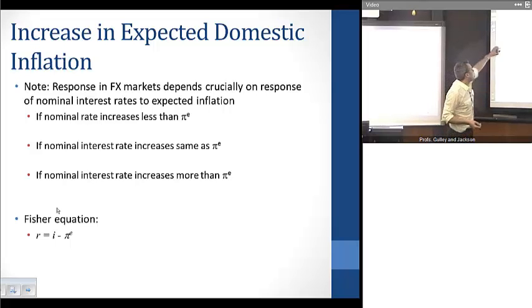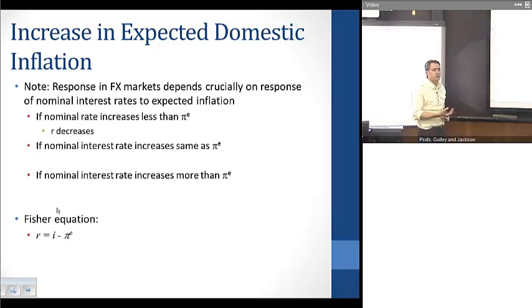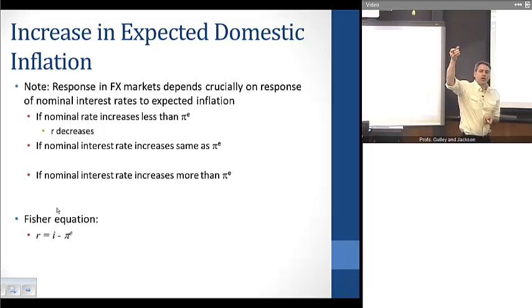For instance, if nominal interest rates increase less than expected inflation, okay, then that's going to result in a decrease in the real interest rate, right? So nominal rates are increasing, but they're not going up by as much as inflation is going up. So overall, the net effect of that Fisher equation says that the real interest rate is going to fall. That would drive down the demand for domestic assets and result in a depreciation.